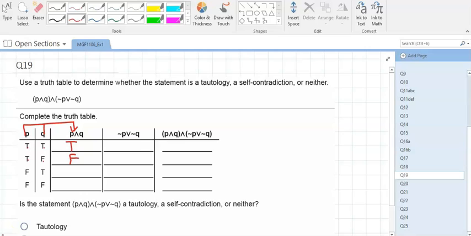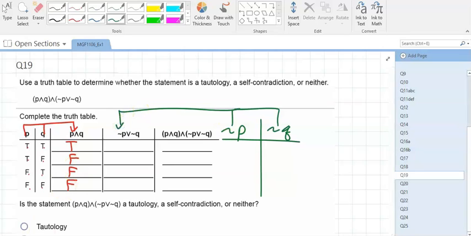Yep, it's false. False, true. And false, false. Now this is where I'm saying I think you need to look at the negation P and the negation Q. So I'm going to add that column right over here. Negation P, negation Q. Because we'll use these two columns to help us with that or statement.